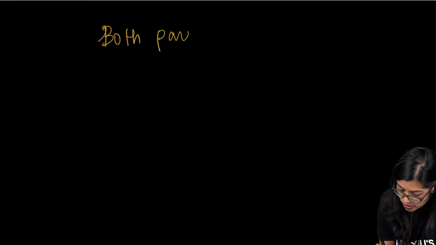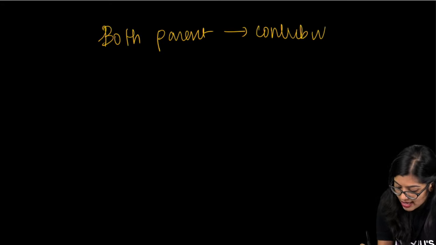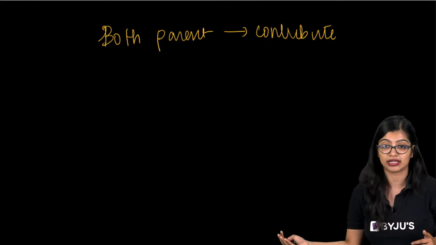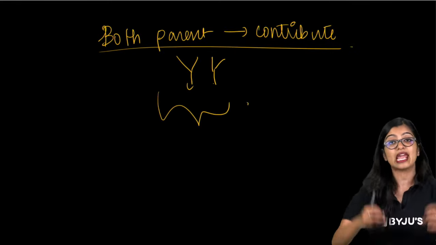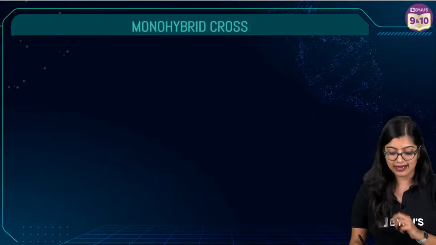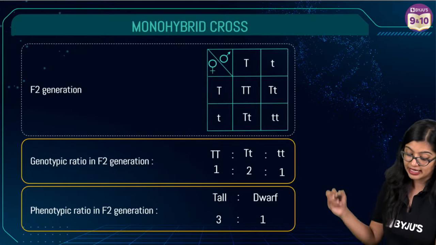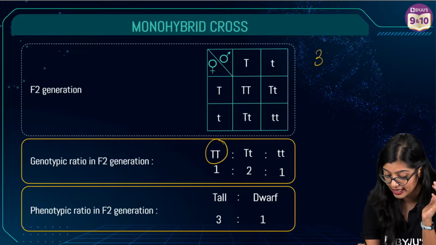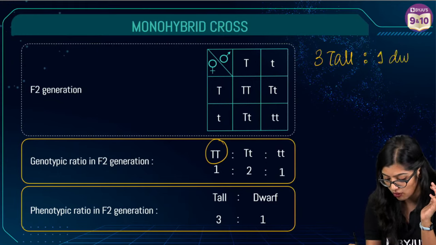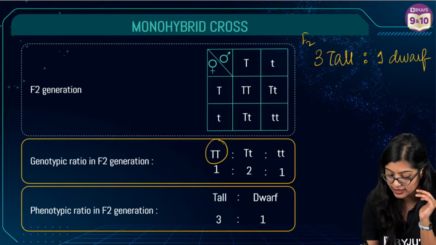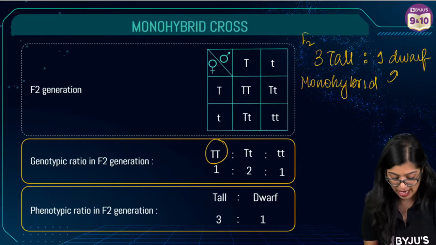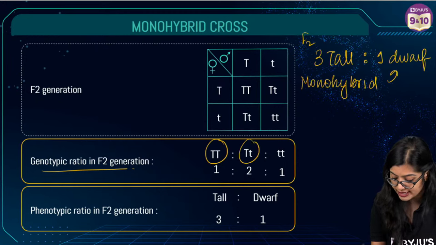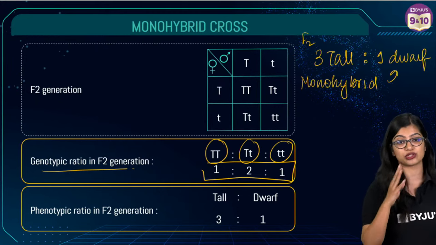And one thing to understand here is that both the parents contribute equally. It's not like the father will give more genetic material and the mother less genetic material. Both parents contribute equally, and that's how at the end of the day, they're getting one of each pair from each. So at the end of the monohybrid cross, what do we see? We get three tall plants and one dwarf plant, right? And what we get at the end of F2 is what we call the monohybrid phenotype ratio. While on the other hand, when we talk about the genotypic ratio, it is with respect to the genotype, which is 1:2:1, okay?